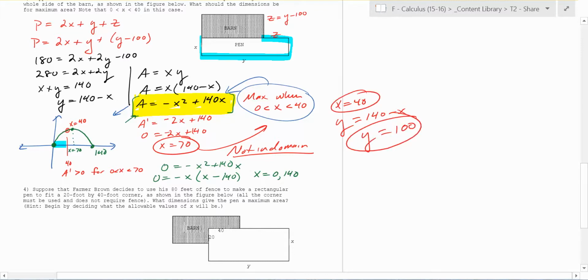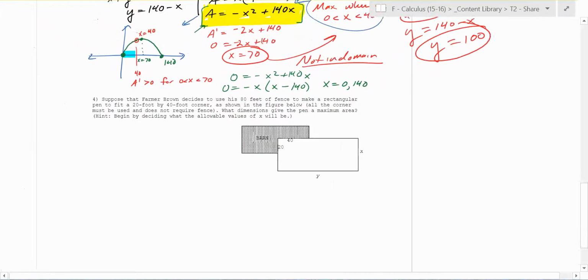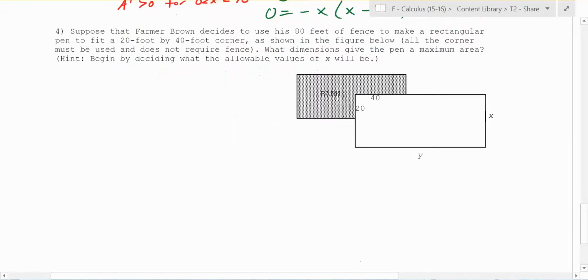Got to be careful. You got to be careful. Okay, please get back to the board. So what is this section going to be right here? Given the variables, what's that blue section going to be labeled?